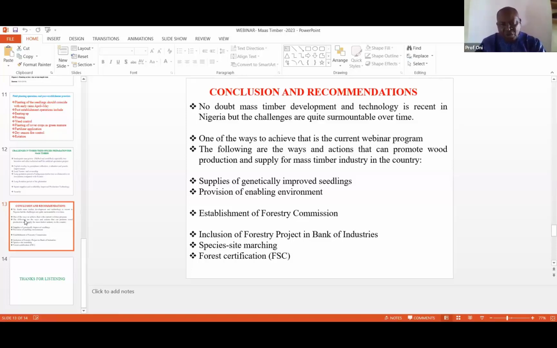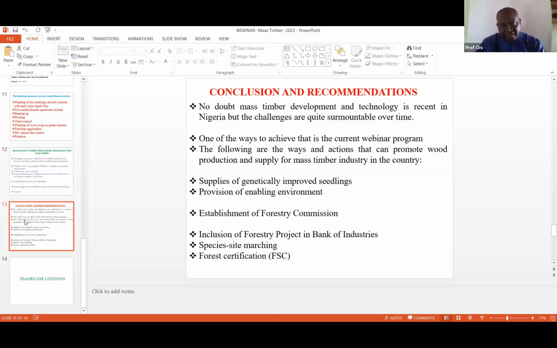Then the other thing is the provision of an enabling environment, which I've mentioned. Government supporting individual investors in ensuring that they can get land at a very reasonable amount, and also having access to banks, particularly Bank of Industry. Then establishment of Forestry Commission. You know that the Forestry Commission in every state has special priority for plantation establishment and also for forest activities. So with this coming on board, we promote proper and sustainable plantation establishments.